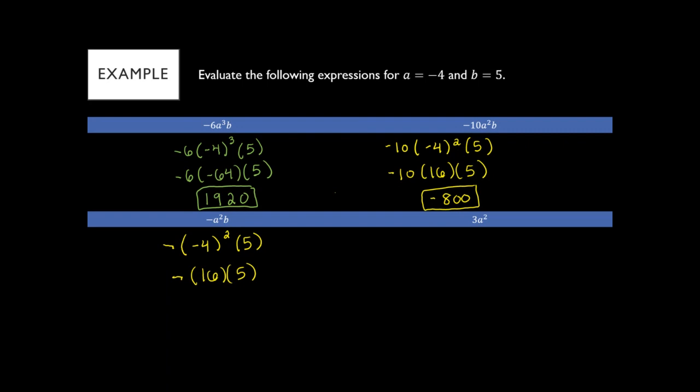So we have one negative sign. We're going to get a negative answer. And this is basically the same thing as -16 times 5. So we get -80.